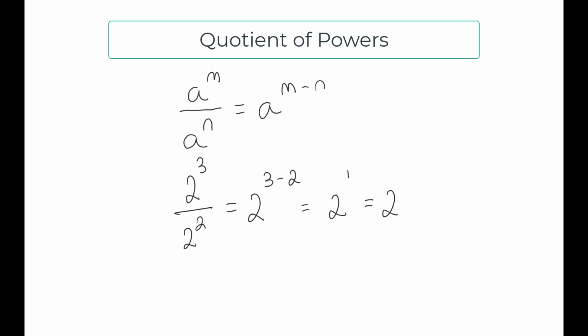A way that we can verify this is by looking at 2 cubed. 2 to the 3rd power is 8, and 2 to the 2nd power is going to be 4. 8 divided by 4 is 2. So again, we can see that we have an equivalent statement, a true statement.